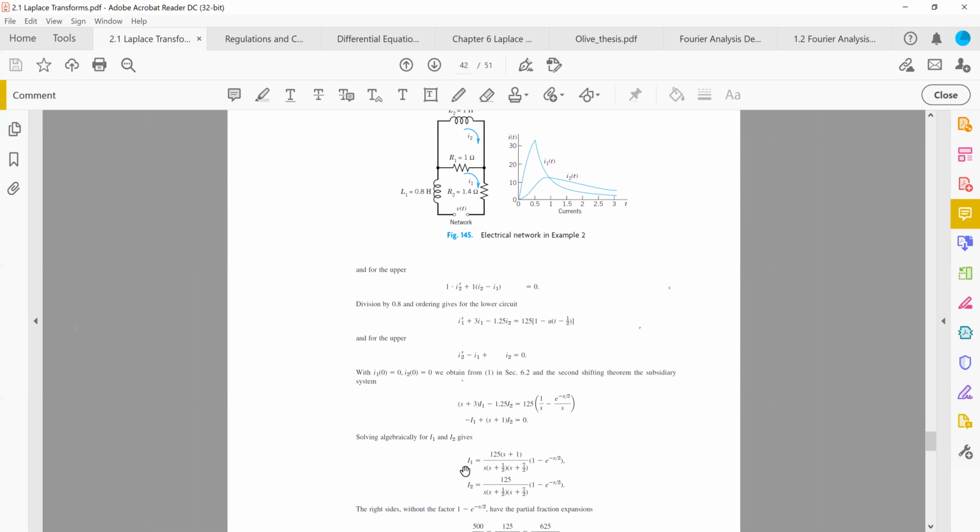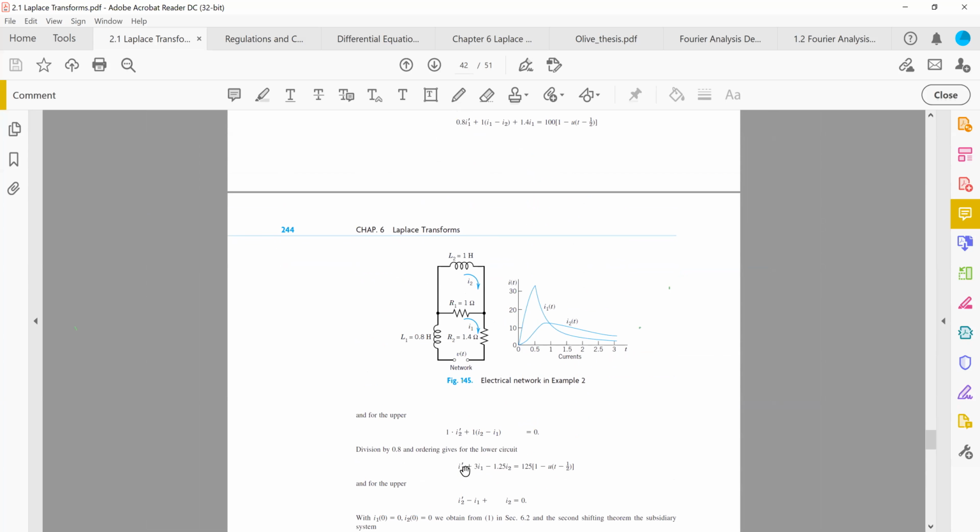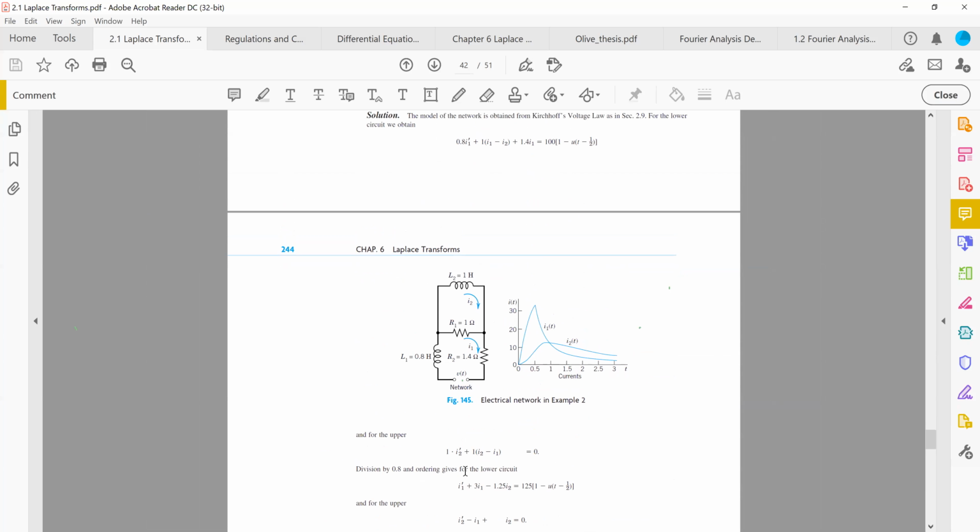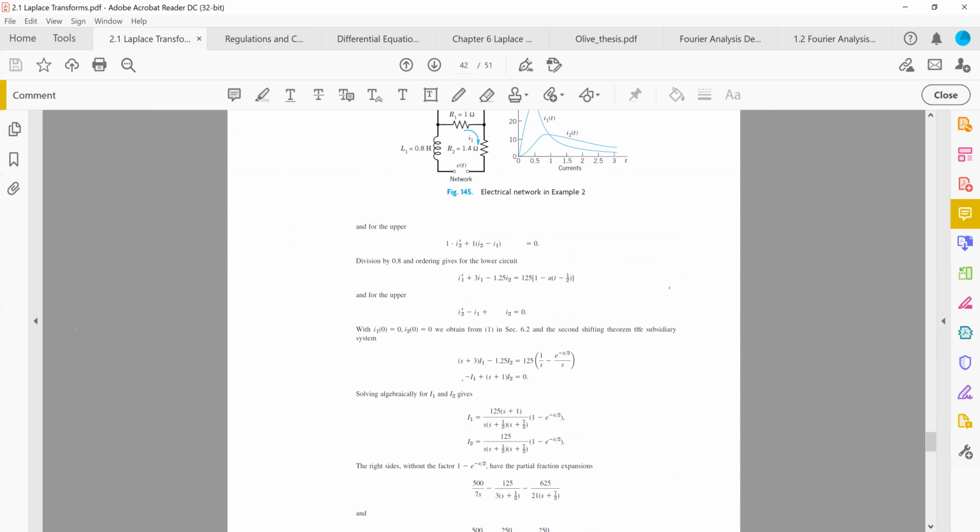Again, we would use Laplace to solve it. Of course, here what they did is first do some simplifications to get rid of the 0.8. They divided everything by 0.8. That makes your life easier, but even if you didn't do that, you would be able to solve it. So they divided through by 0.8 for this equation only, and for this one, they just rearranged it.